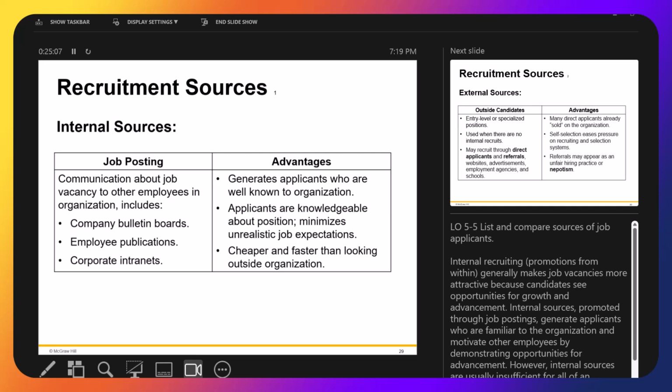Internal sources. This includes communication about job vacancies to other employees in the organization, such as company bulletin boards, employee publications, and corporate intranets. You see these a lot in organizations, and sometimes they advertise only internally, not externally at all. The advantage is it generates applicants who are well known to the organization. You already know who they are. Applicants are knowledgeable about the position, it minimizes unrealistic job expectations, and it's cheaper and faster than looking outside.